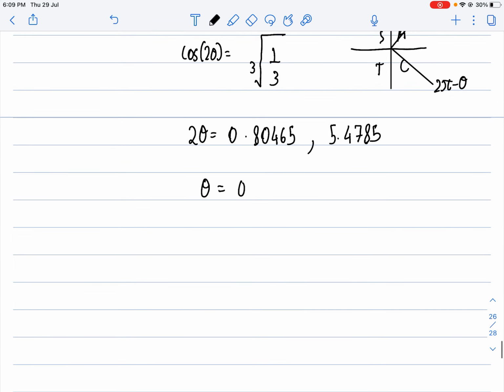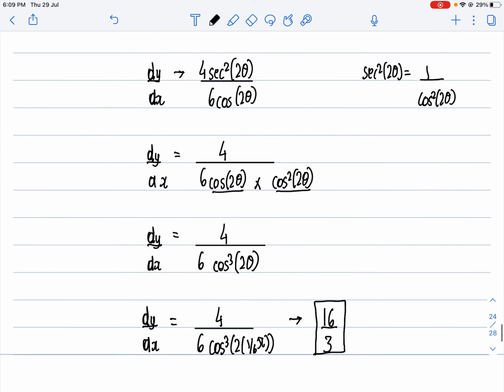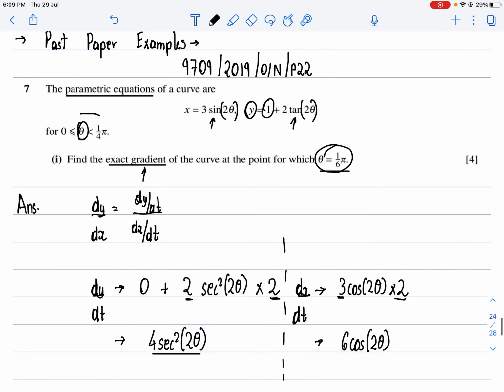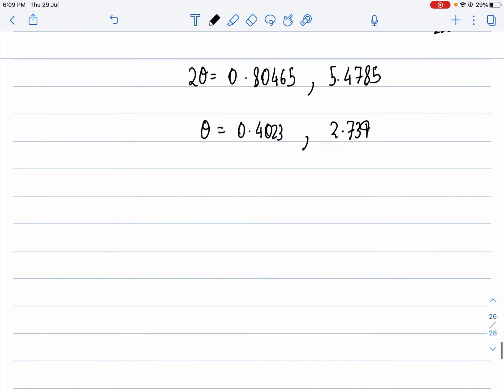Correct? So I basically get 0.4023, comma, 2.739. Correct? But now I know I can only get one value of theta. So if you see in the question here, they have specified a domain for theta between 0 to 1 over 4 pi. But here if you see, 2.739 is exceeding the domain. So the only value for theta to 3 significant figures is basically 0.402. Correct? This is what I basically have. And this is the final answer.